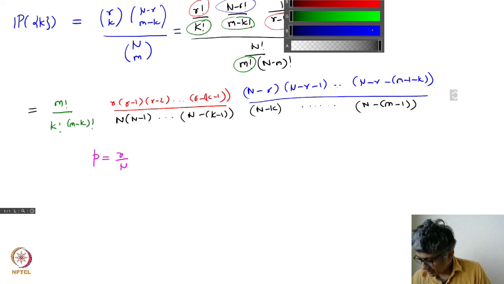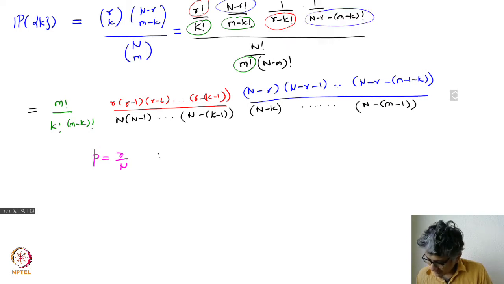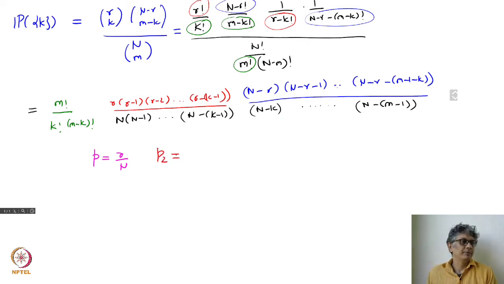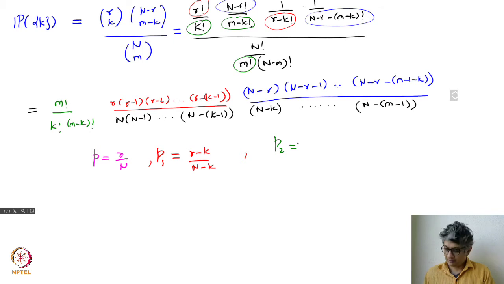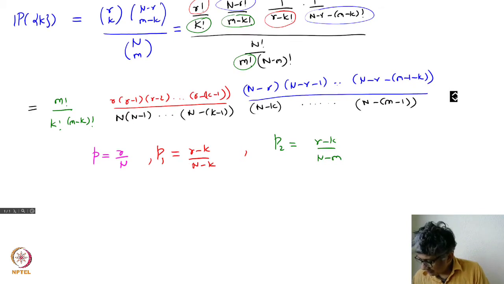A little different color. Let me use the same color. P1. So P2 is equal to the other one, R minus K by N minus K. And so this is P, and this is P1. And then let's say I take P2 in green, P2 to be equal to the upper bound. So it's R minus K by N minus N. Now you're in this state.